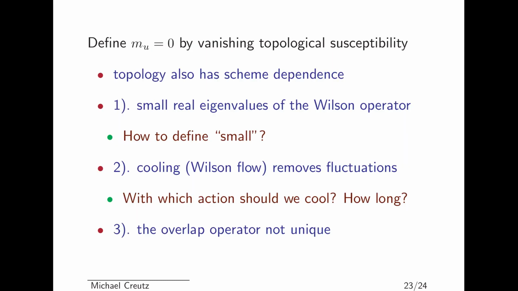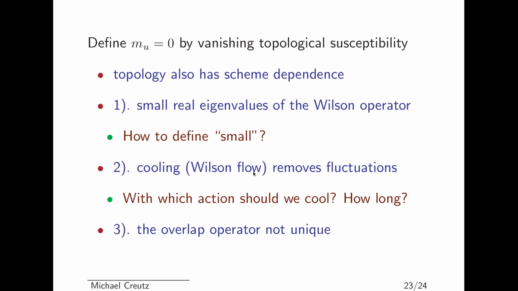So you can try other things. You can define vanishing quark mass by looking at vanishing topological susceptibility. But the topology also has a scheme dependence. You can try and get it from small real eigenvalues of the Wilson operator. But what is small? They're not quite 0 for the Wilson operator. You can try to do it from the real eigenvalues of the overlap operator, but again, the overlap operator is not unique. It depends on which Wilson operator you started with.